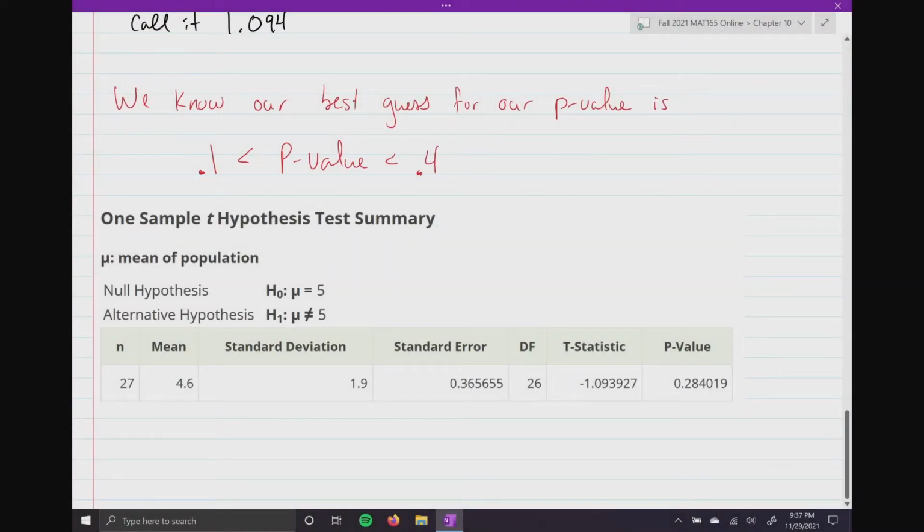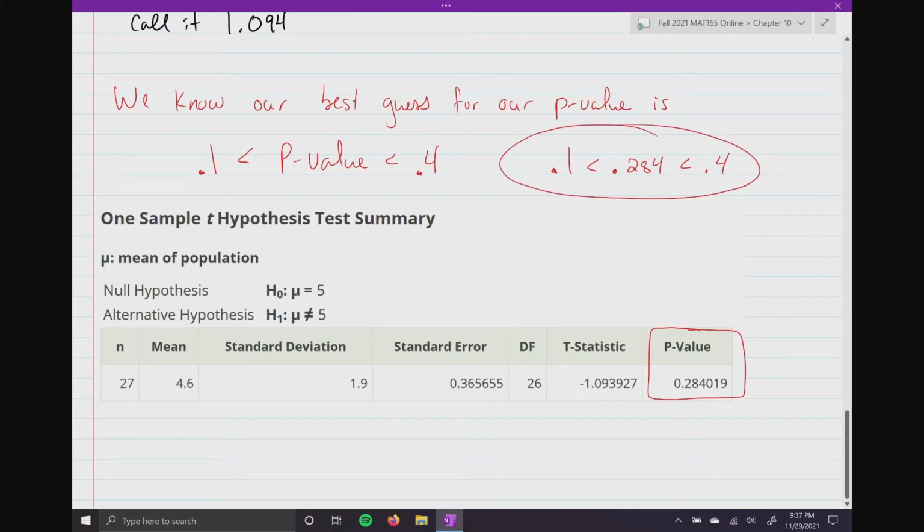All right, so here it is, copy and pasted back into our notes. And I want you to look on the far right-hand side. Here's our p-value, 0.284. And if you think about it, with what we hypothesized, our best guess, our p-value definitely falls within that range of 0.1 to 0.4.